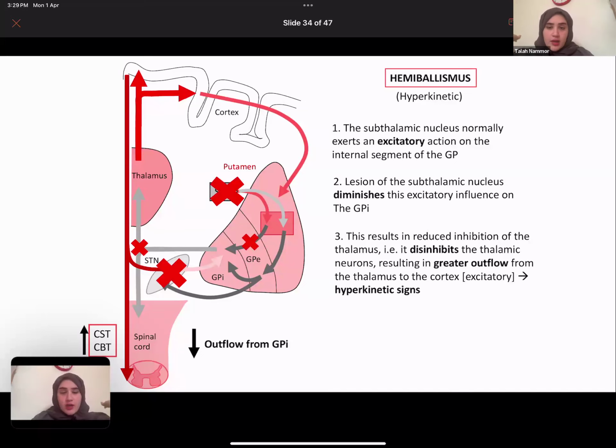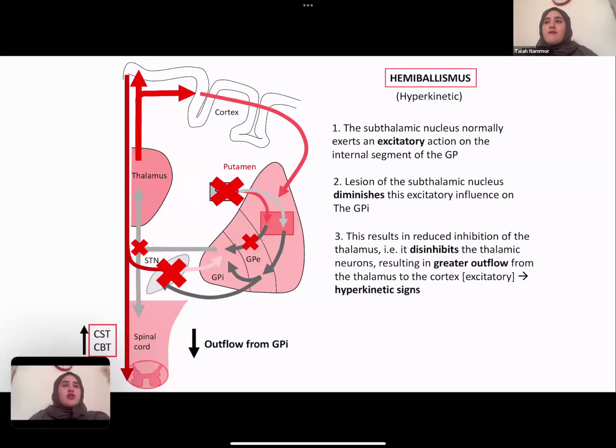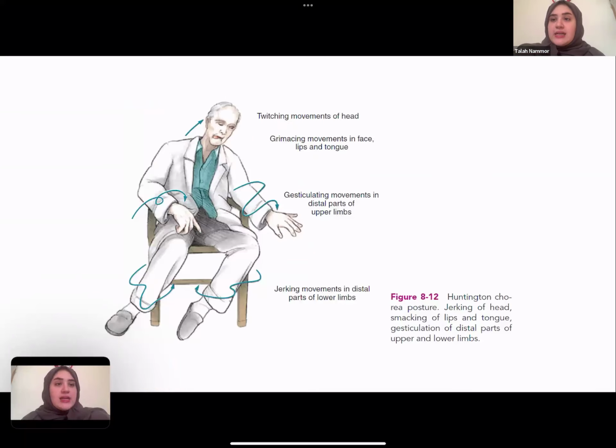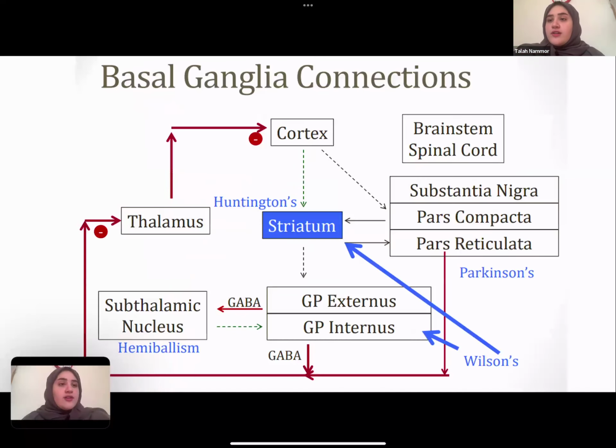What happens in hemiballismus is we have a stroke or an infarct, or ischemia, anything that affects the subthalamic nucleus. So if the subthalamic nucleus is gone, and we can see, guys, the subthalamic, oh, sorry, no.